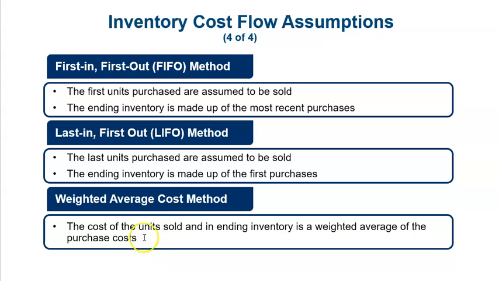The weighted average is going to be the cost of the units sold and in ending inventory divided by the total so that you have an average, and that is how you would determine your cost of goods sold and your ending inventory. It would just be an average of all of them.